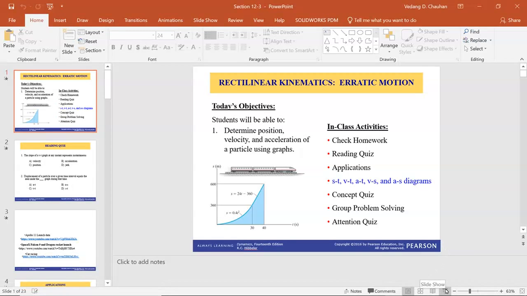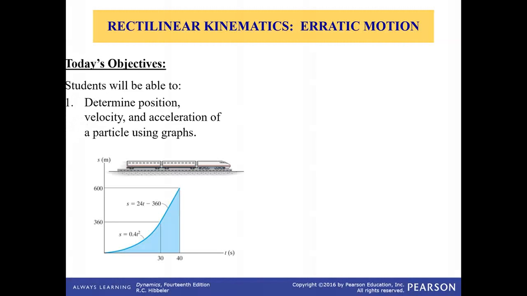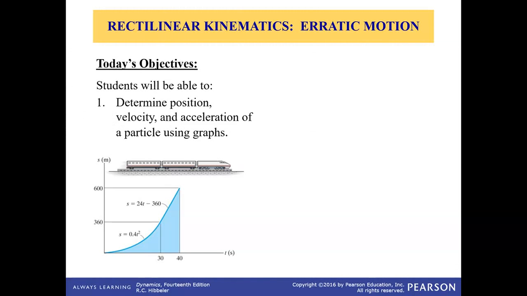Topic 12.3, Rectilinear Kinematics: Erratic Motion. The objective is to determine the position, velocity and acceleration of a particle using graphs.